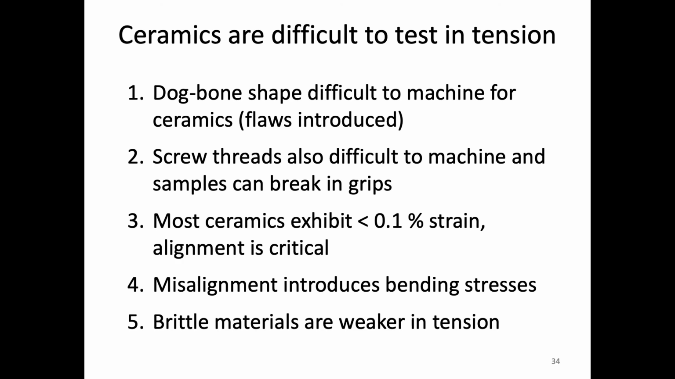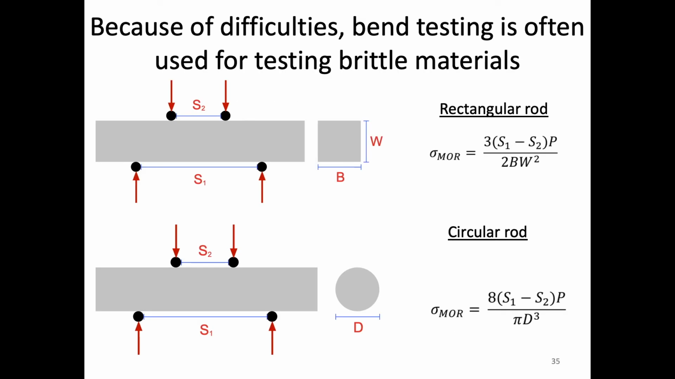And so to get around these and to test more easily, for the most part, we use bend testing. And so this can be done a number of different ways. Here I'm showing you 4-point bend because we have 4 contact points, but you can also do 3 contact points, 3-point bend, where we have 2 on the bottom and then just 1 right in the middle.